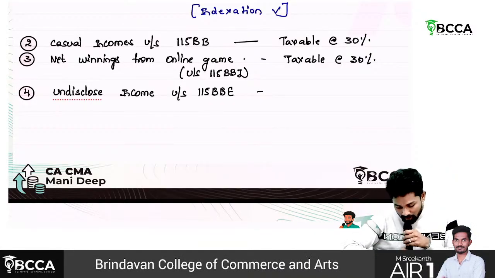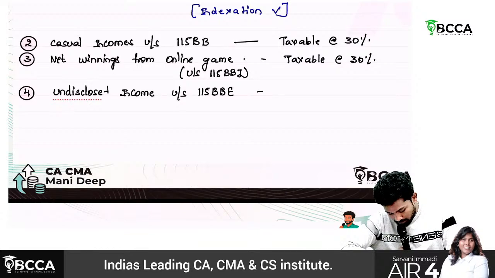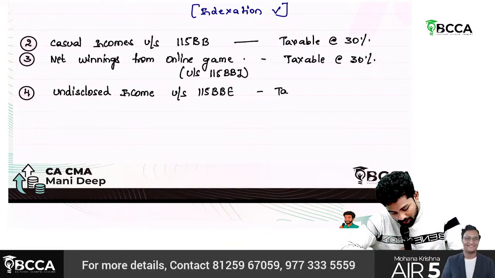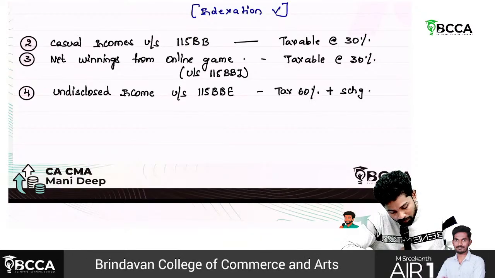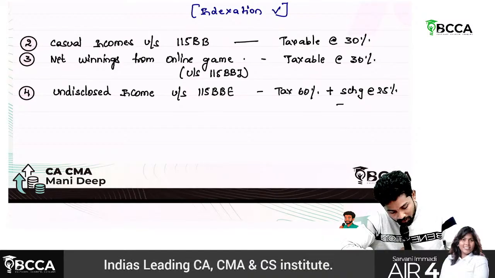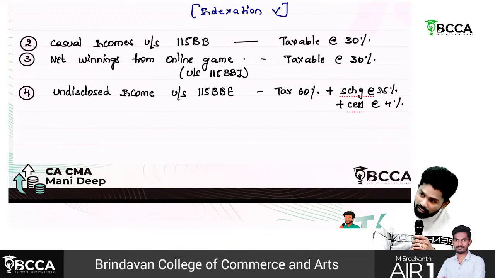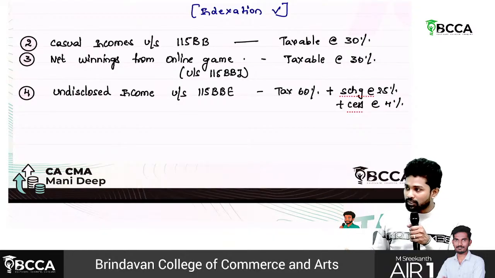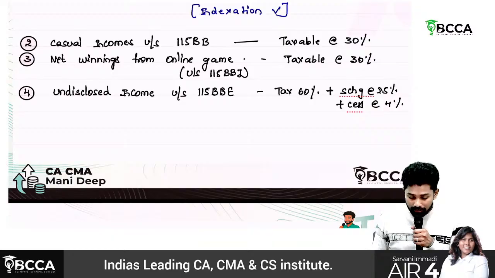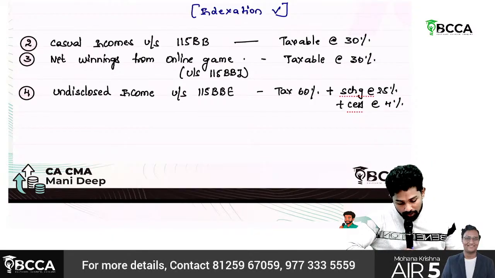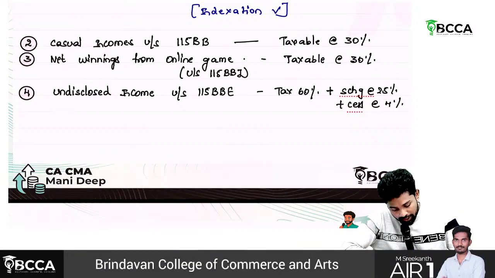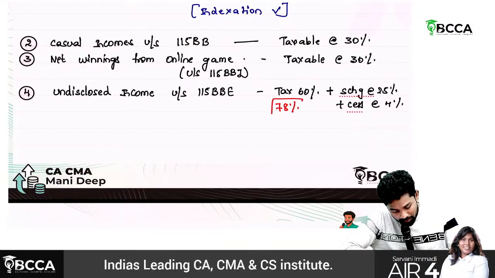So what is the tax rate on undisclosed income? Tax 60% plus surcharge at 25% plus cess at 4%. Sir, if the undisclosed income is only 30 lakhs, then also surcharge is applicable? Yes, irrespective of how much the undisclosed income is, surcharge is mandatory here. Tax 60%, surcharge 25%, cess at 4%. Effectively, the tax rate will come to 78%.